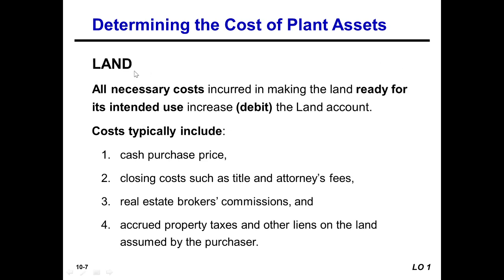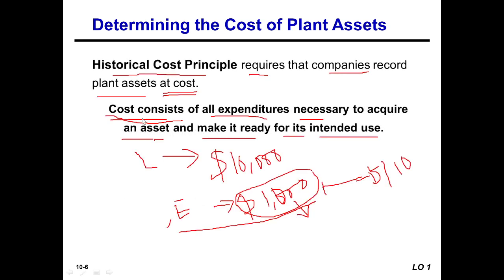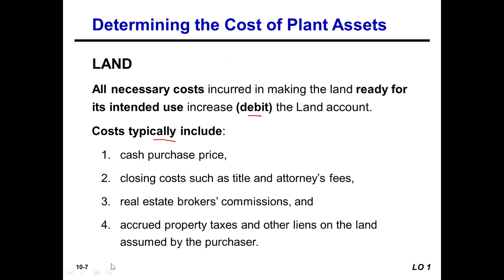Now determining the cost of plant assets, first on land. All necessary costs incurred in making the land ready for its intended use increase, debit, the land account. Suppose when we purchase a piece of land, at that time the land account will be debited. Cost typically includes, suppose here cost consists of all expenditures. We explain this point here.